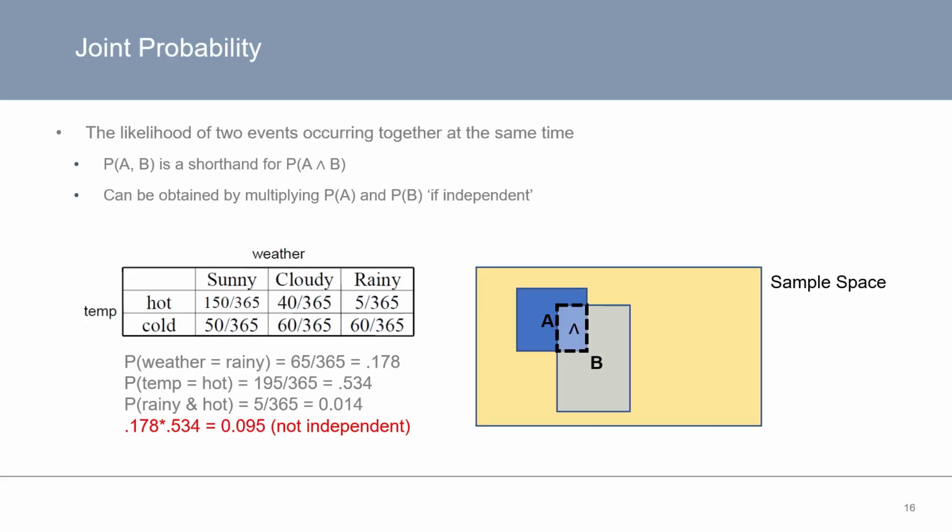Here's an illustration of the joint probability where we're asking what is the overlapping space between A and B. Just as a reminder, we need to be careful when we think about joint probabilities and how we calculate them based on our awareness of whether these variables are independent or not.